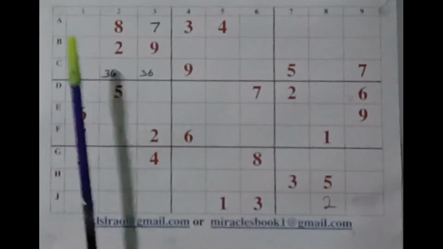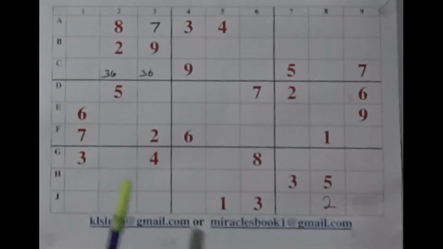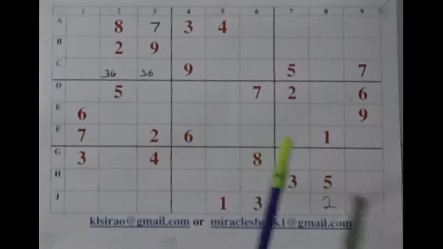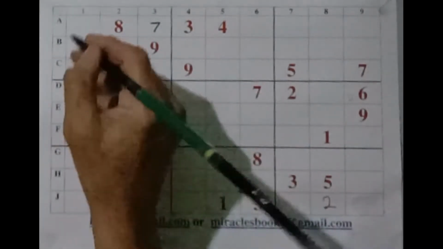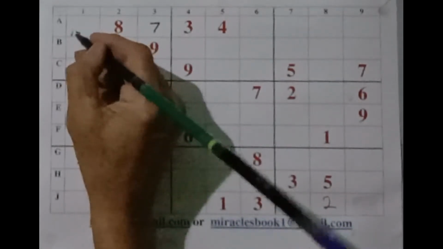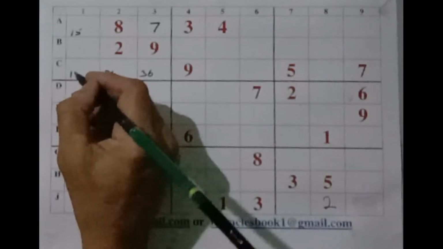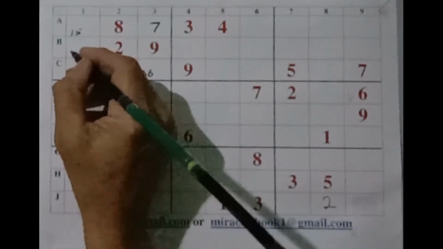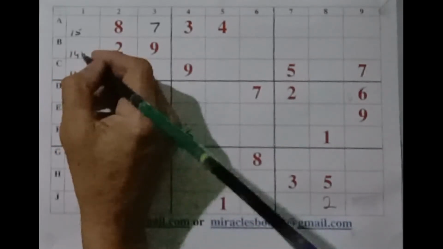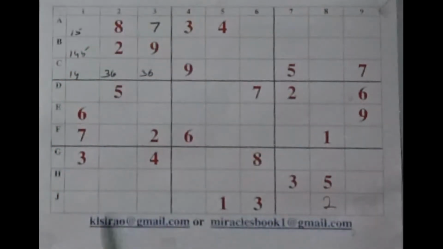3 and 6. Now what about these three cells? We require 1, 4 and 5. We have a 4 there. Therefore, we can write 1 and 5 here. We have a 5 here. We can write a 1 and 4 here. And here, all three numbers, 1, 4, 5. Now we have constructed a chasm there.